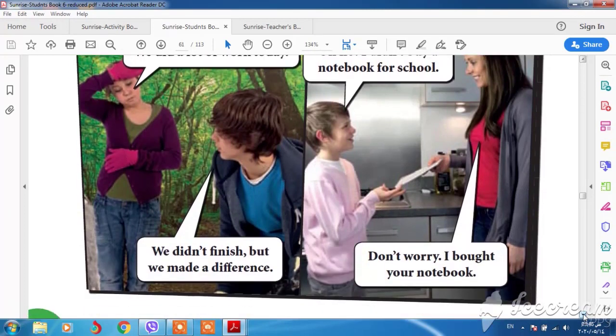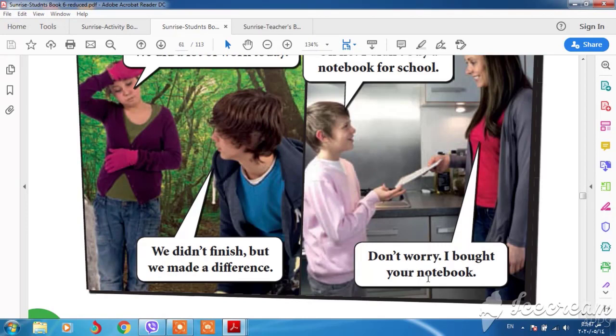Okay? We didn't finish, but we made a difference. Okay, also we have didn't between the subject and the verb, and after didn't we should have verb base. It means that this sentence is a negative sentence. If we make it positive, it will be we finished, by adding ed to the verb. Okay, but we made a difference. Also we have made here. It means that this sentence is past simple.